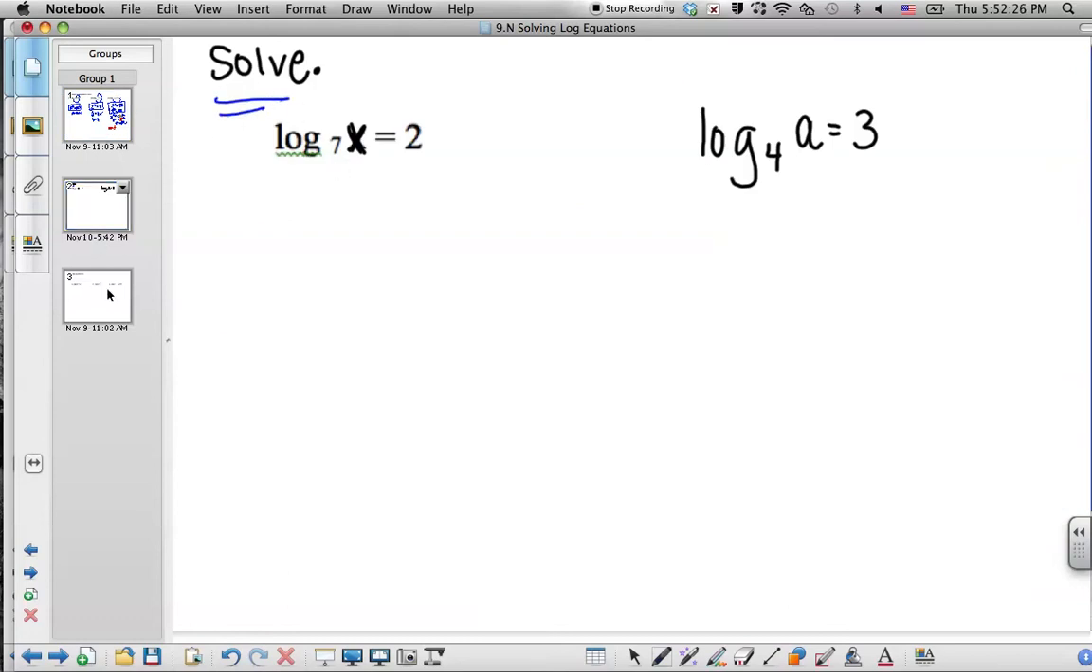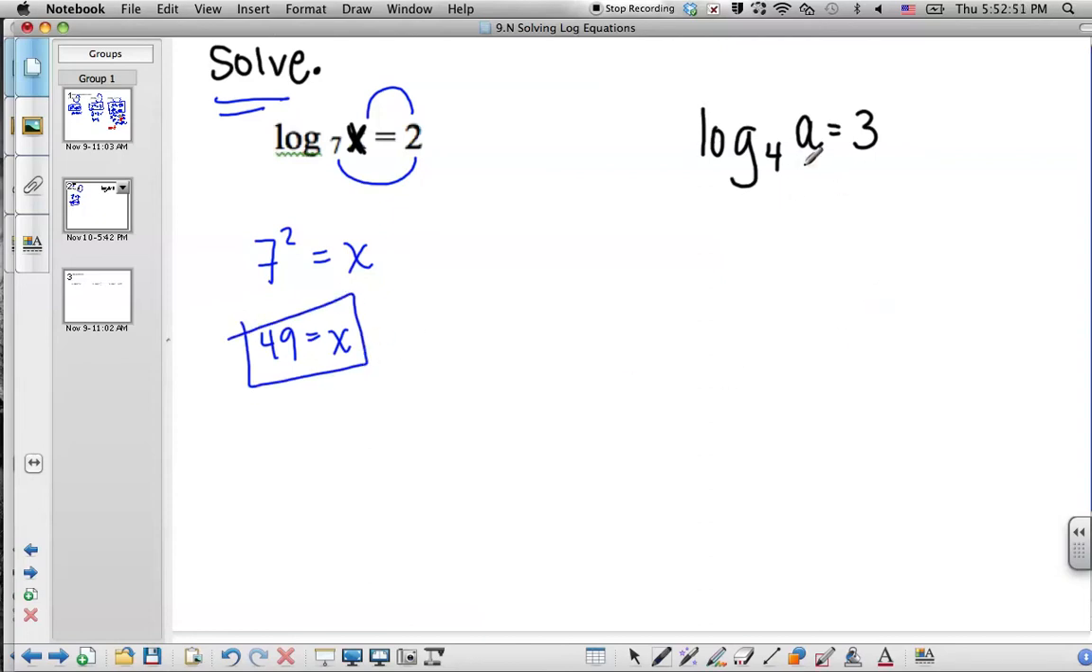Now we're solving. So we have some variables. We set it up the exact same way. We have the variable here of x in the first one. We start with the base. So log base 7 of x equals 2. So we start with base of 7. We raise it to the second power, and that's equal to x. So therefore, 49 equals x. Yep. We're done.